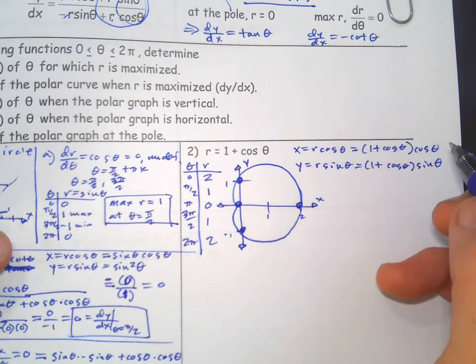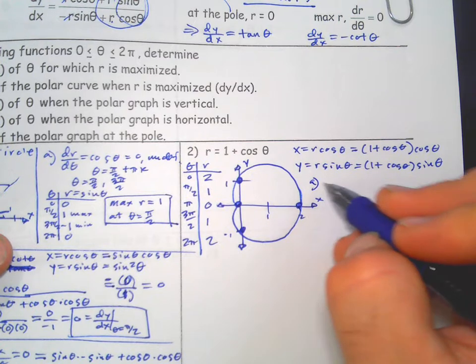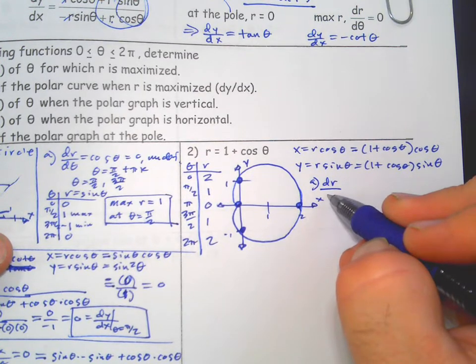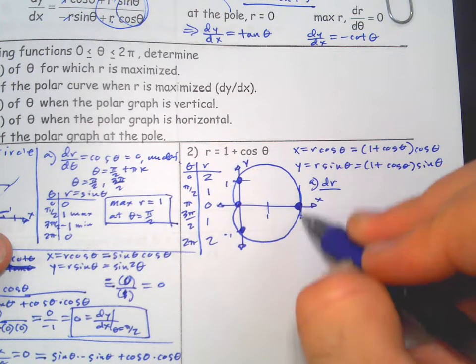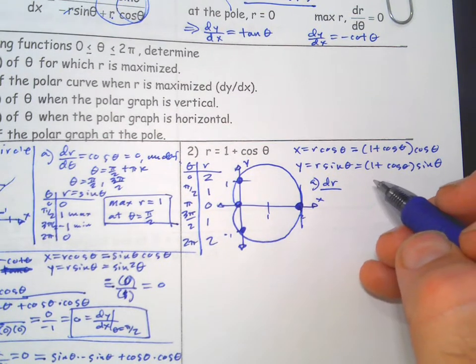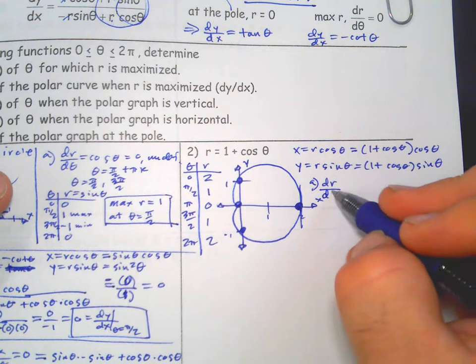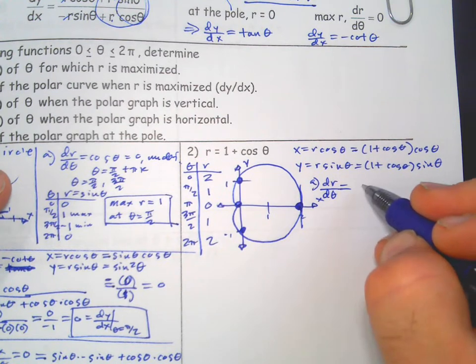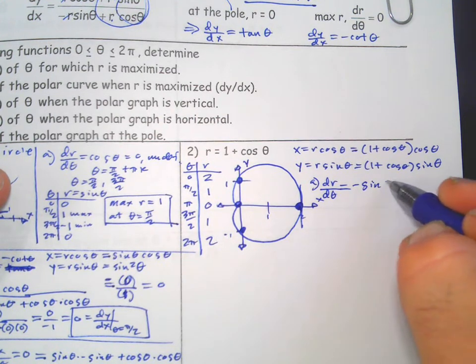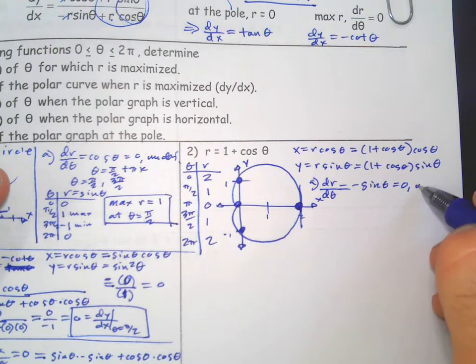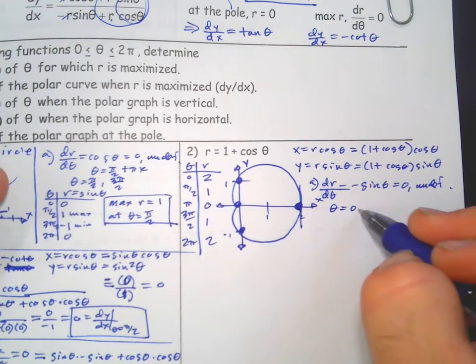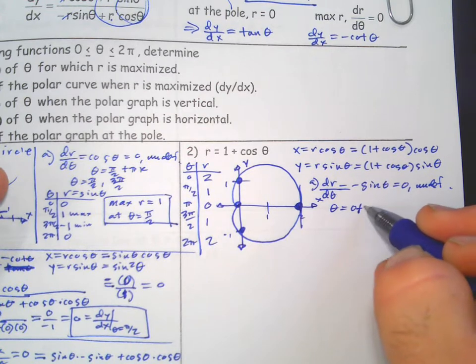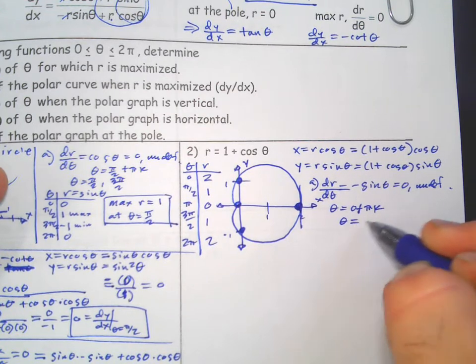And so part A says, let's find when r is maximized. Now, in my picture, I think it's right here, which is at angle 0 or 2 pi. Now, I'm going to verify that. dr d theta equals negative sine theta, so set it equal to 0 or undefined to find critical points. So theta equals 0 plus pi k, so theta equals 0, pi, 2 pi.